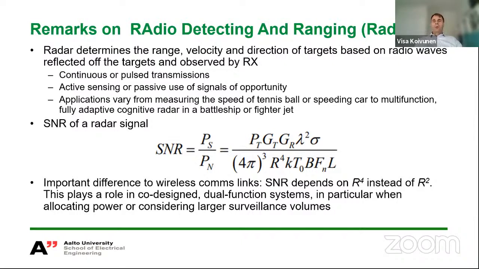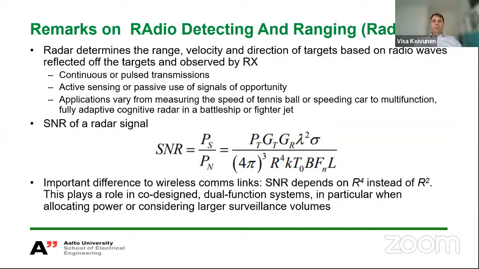It's important when we are talking about this type of dual function systems. It's also important to recognize that the signal-to-noise ratio in a radar signal is different from that in the communication system. It's a very small difference in the formula in terms of giving the link budget and so on, but very important in the sense that the SNR of a radar signal depends on the fourth power of the range instead of second power. And this is, of course, important when you do co-design and develop dual function systems.